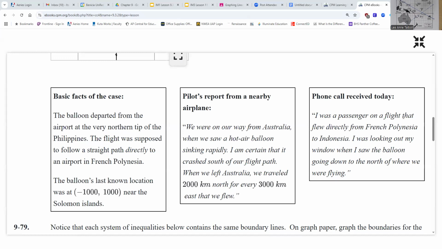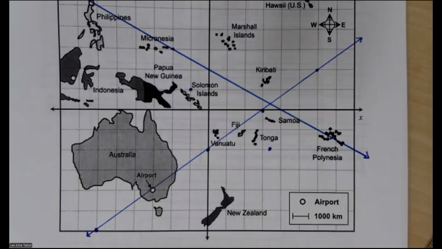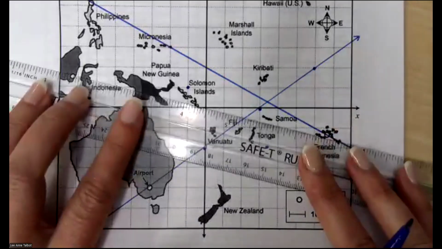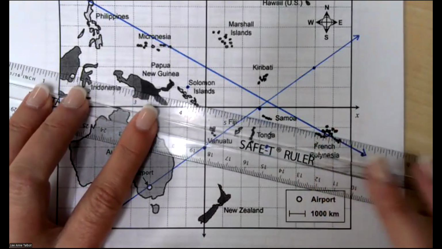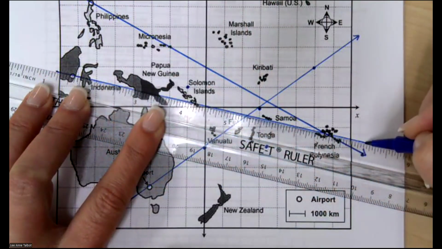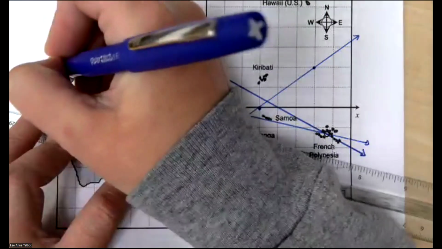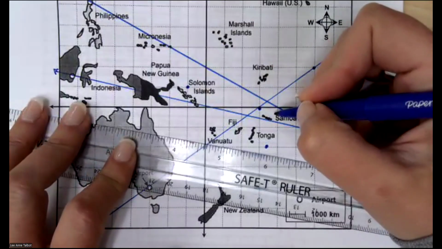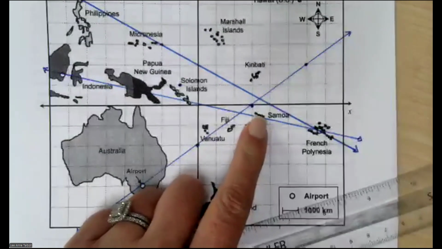I was a passenger on a flight that flew directly from French Polynesia to Indonesia. I was looking out my window when I saw the balloon going down to the north of where we were flying. Okay, so line up the airports from French Polynesia to Indonesia. And these people said that the balloon was north of where they were flying. So that means that this is the only spot left.